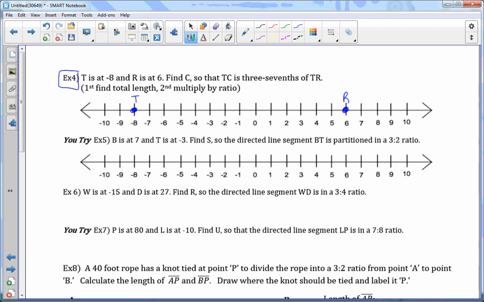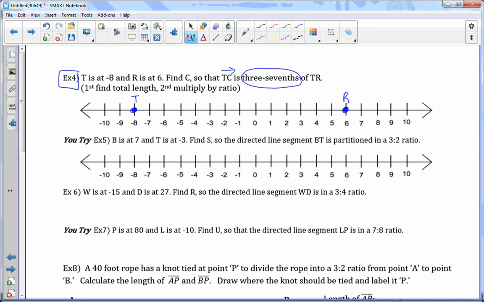We're going to find C so that TC, notice the order of the letters. Where are we starting and where are we ending? Starting at T, ending at C. So that means we're moving directionally to the right. T is -8, R is 6. Find C so that TC is 3/7 of TR.